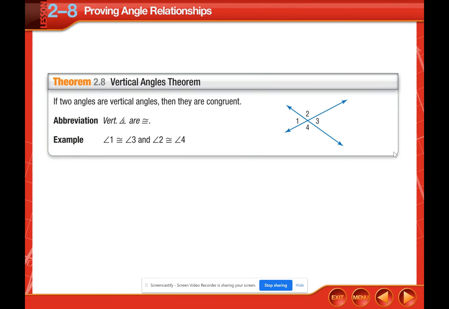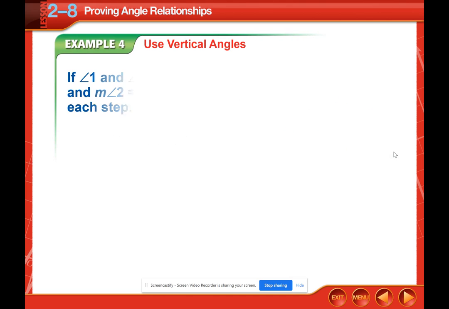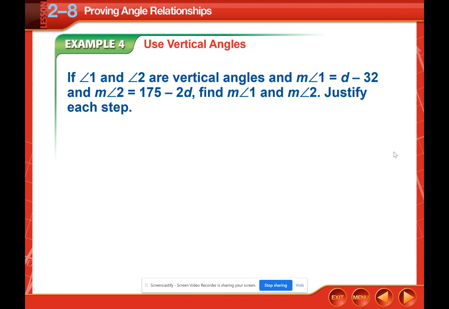Okay, vertical angles theorem. If two angles are vertical angles, then they are congruent. Okay, we knew this before when we first were introduced to vertical angles, but now there's a theorem to back that. So let's use vertical angles.